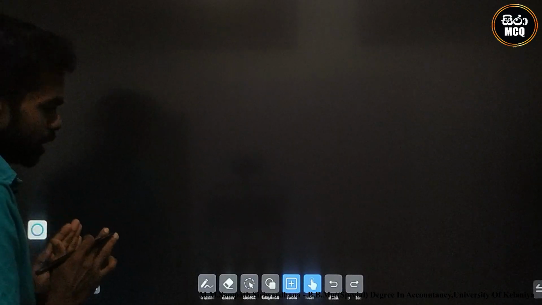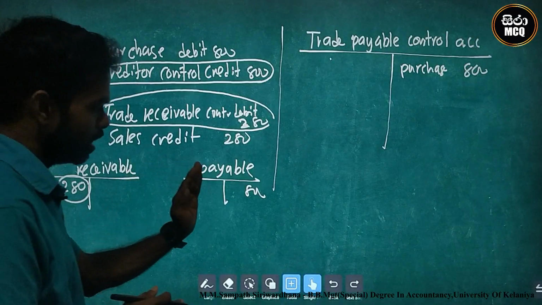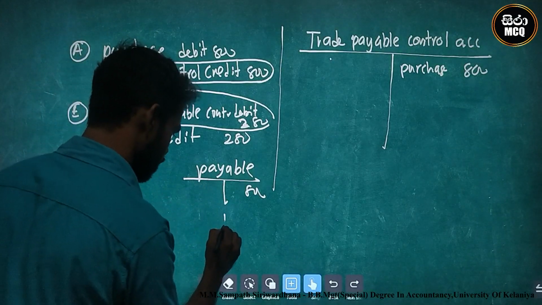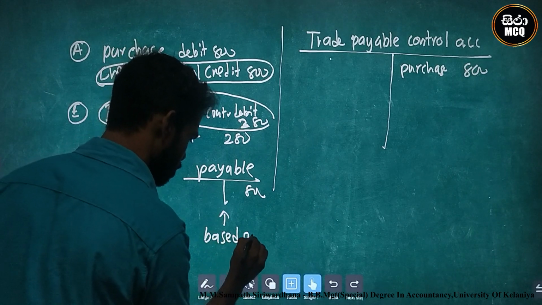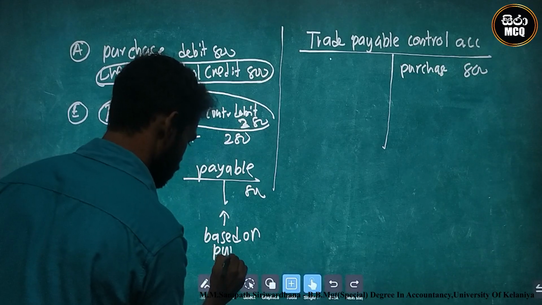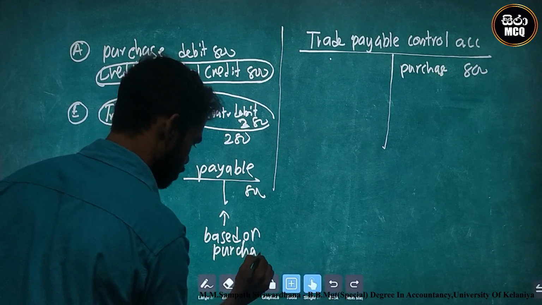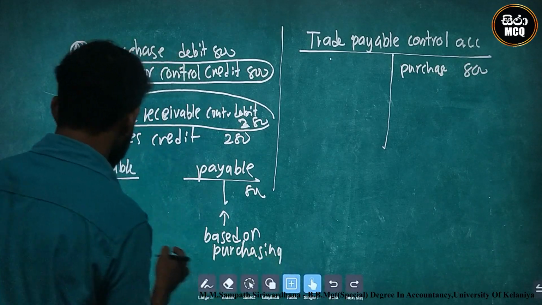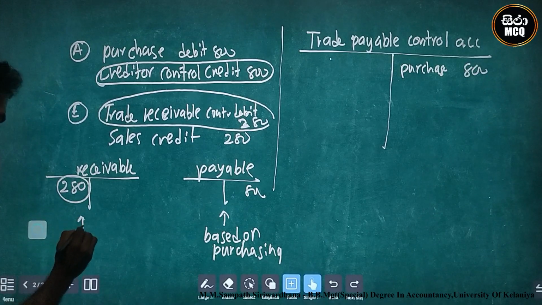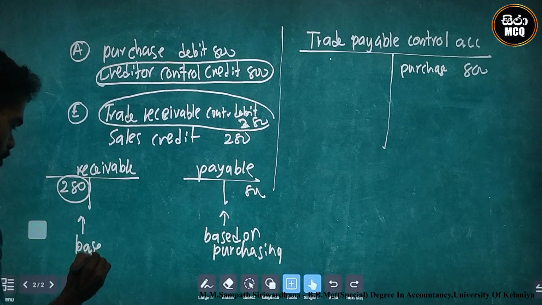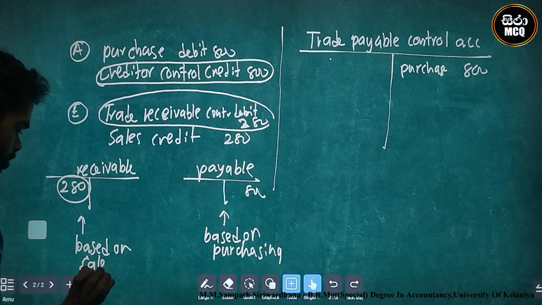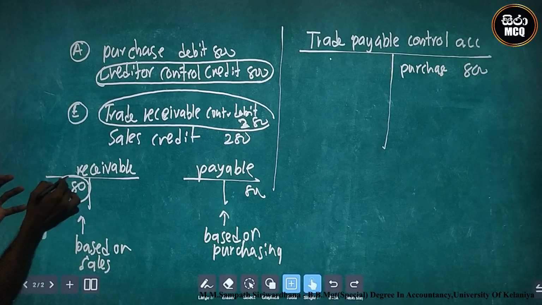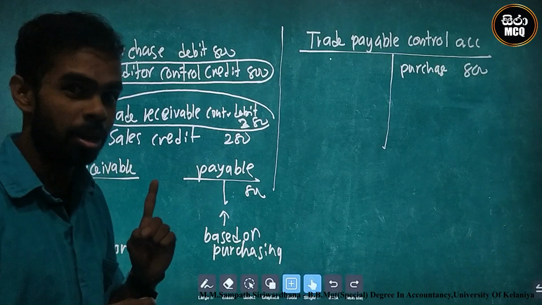Look here. Based on the purchasing, there is a payable. Based on the sales, there is a receivable. Therefore, there is a receivable from Amal.